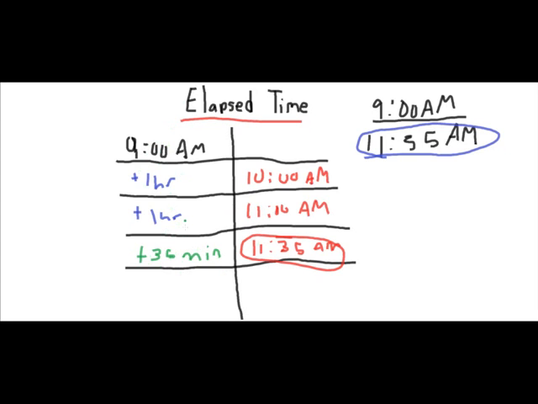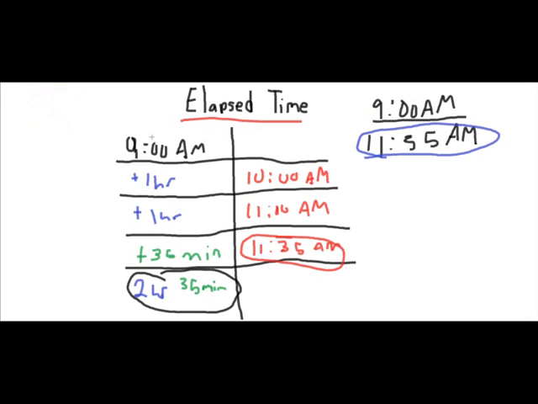So here we have minutes, we only have the 35 minutes, so that's it. So we can just write the 35. There's nothing to add to that. So 35 minutes, and now we can go to the hours. Okay, so we have 2 hours total. So we have 2 hours and 35 minutes. The elapsed time between 9 a.m. and 11:35 a.m. is 2 hours and 35 minutes.